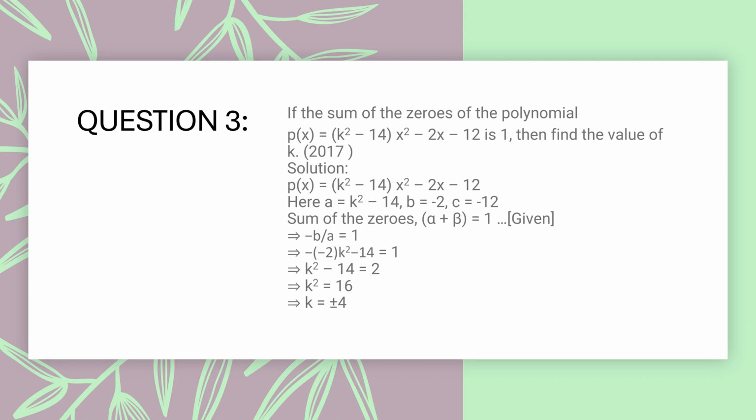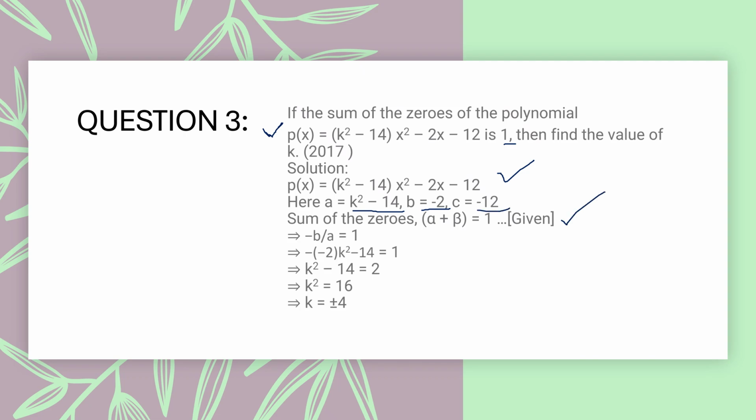If the sum of the zeros of the polynomial, if you see it on the screen, p(x) is equal to (k squared minus 14)x squared minus 2x minus 12, is 1, then find the value of k. Now this question was asked in 2017. So first you have to write the equation, write what is given. Now what is a in this? Please remember, children, you need to compare it with the quadratic equation. So what is a here? K squared minus 14. What is b? Minus 2. What is c? Minus 12. So what is the sum of the zeros which is given?